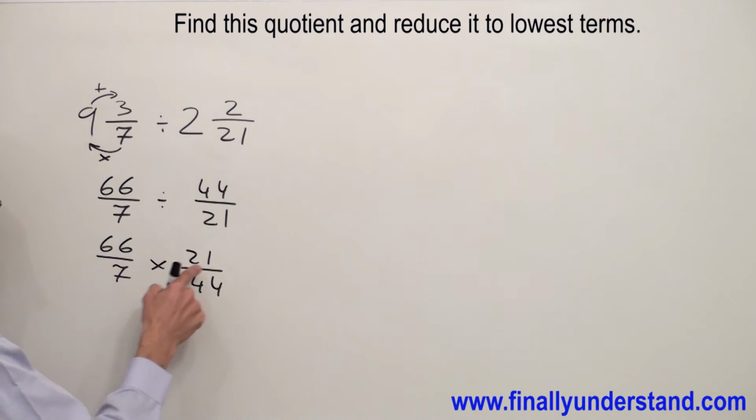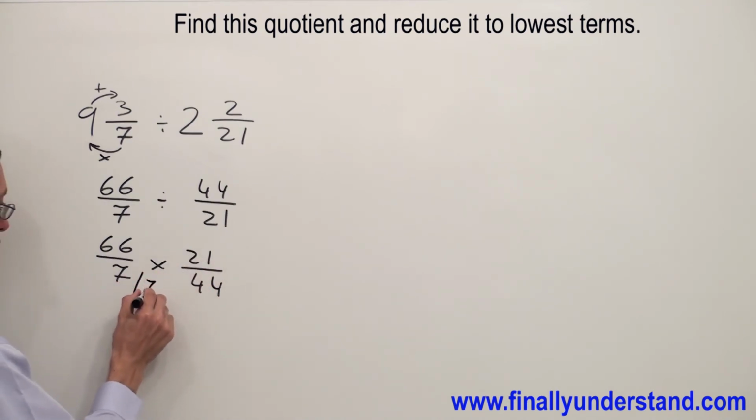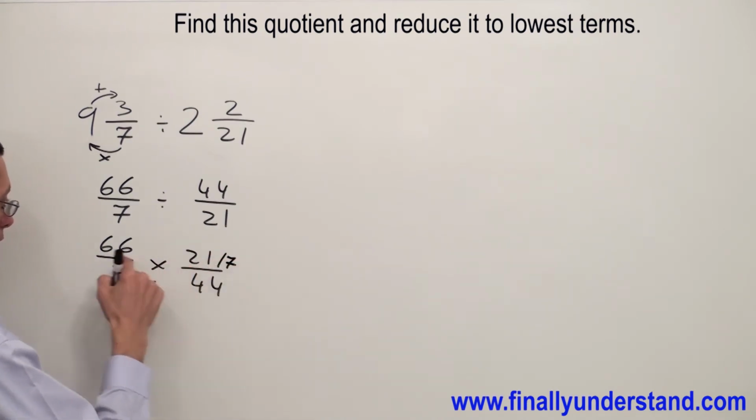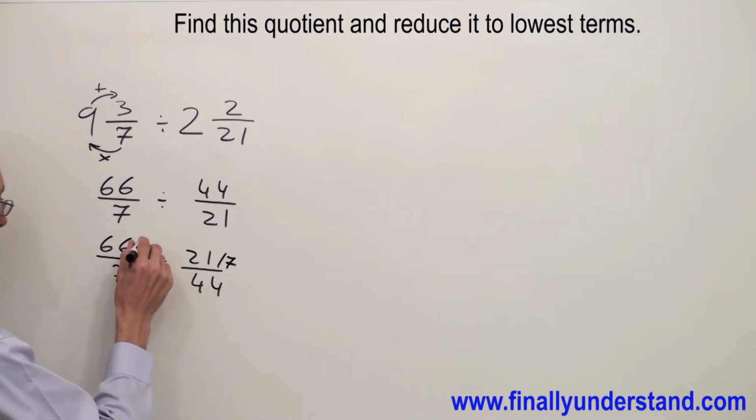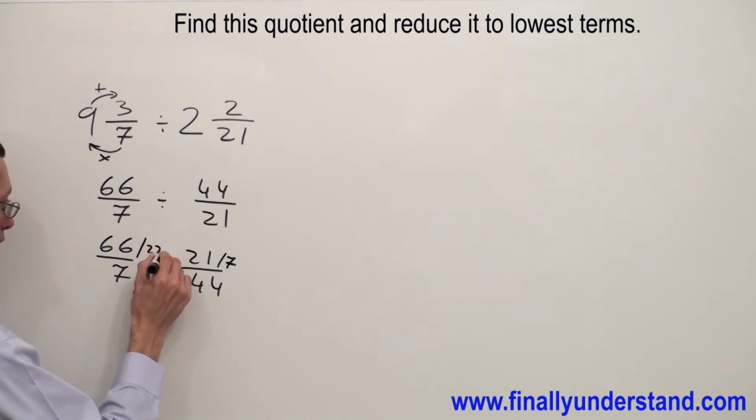I have 7 and 21. Both of them are divisible by 7. 66 and 44. Both of them are divisible by 22.